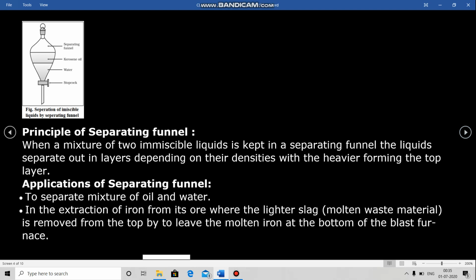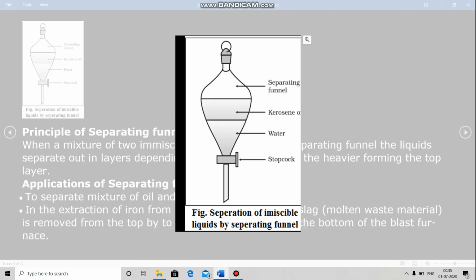Okay, now here a diagram is given. This diagram is a separating funnel which contains a mixture of kerosene and water. After a certain time we will see that there is a layer between the kerosene and water. You will observe that the kerosene and water are separated with a layer. Okay, and there is a stopcock. With the help of the stopcock we can let the water escape, and what is left behind is kerosene. So from this technique we have just separated kerosene from water, meaning immiscible liquids.